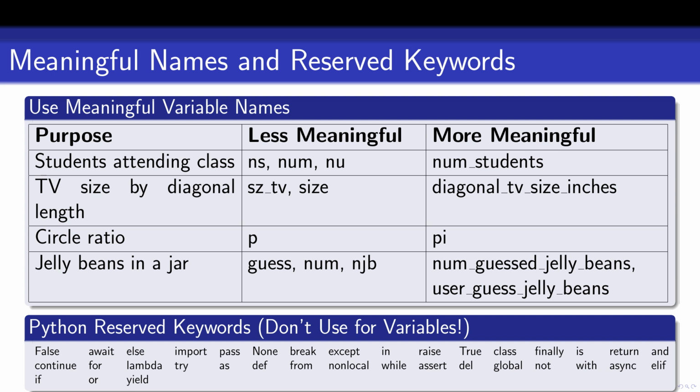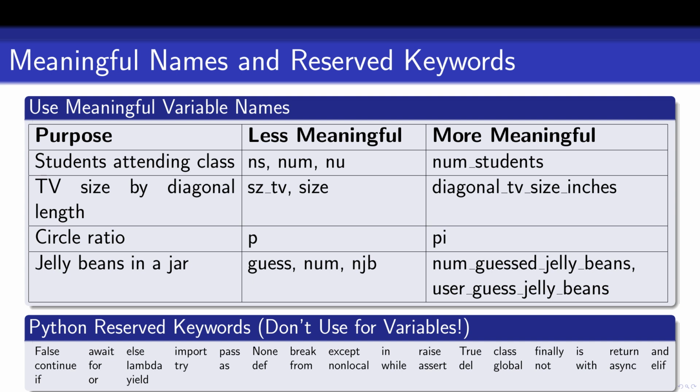Building on this, let's look at meaningful names and reserved keywords. A meaningful name clearly indicates what the variable represents. For example, if you are storing the number of students attending a class, calling the variable num_students is far better than just ns or num. Similarly, for the size of a TV, a descriptive name like diagonal_TV_size_inches tells you exactly what the number means. Using vague names like P or guess leaves the purpose unclear and confusing later on.